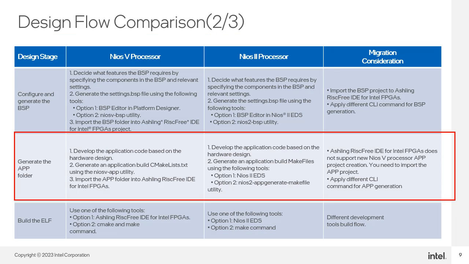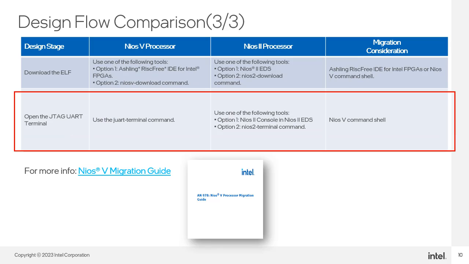To migrate from Nios II to Nios V, you need to consider BSP file generation and its import to the Ashling RISC-Free IDE for Intel FPGAs project. You can apply different commands for BSP generation or through the editor in Platform Designer. To generate the app folder for Ashling RISC-Free IDE for Intel FPGAs and Nios V, you can do it through the Nios V app utility. Then import the app folder to build the project. You can go through the whole design flow using the tools or Nios V command shell to regenerate your designs once the Nios V design is migrated.